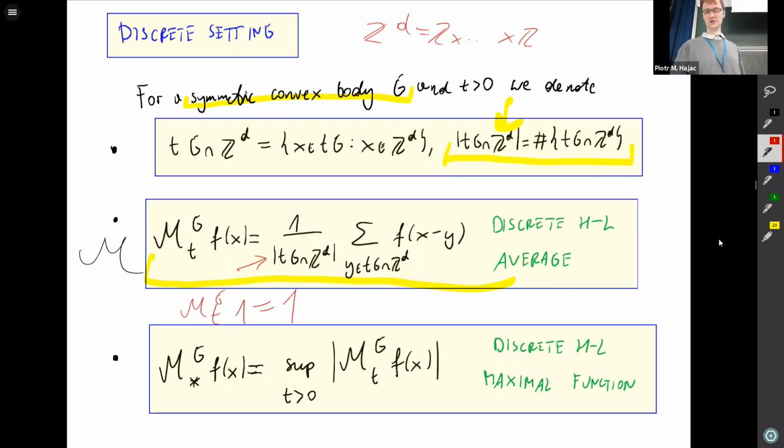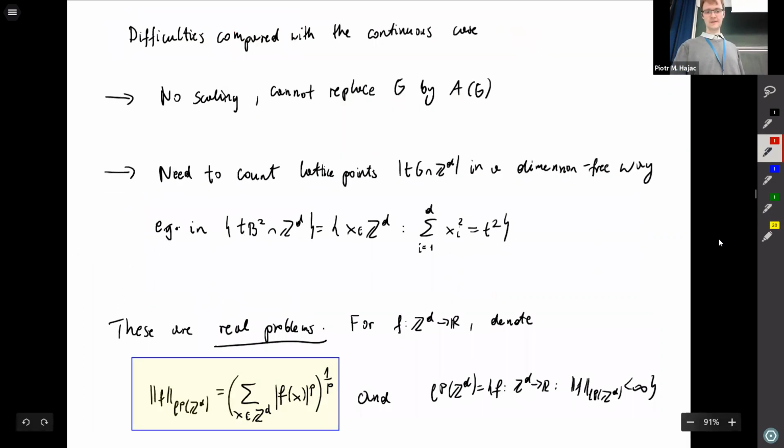Another change from the continuous setting is that there is no R^d, there is only Z^d, and the replacement for the norm L^p of R^d is the norm L^p of Z^d. The difference is that we don't have an integral here, but a sum. So you sum over all the lattice points x in Z^d the function f of x to the p.